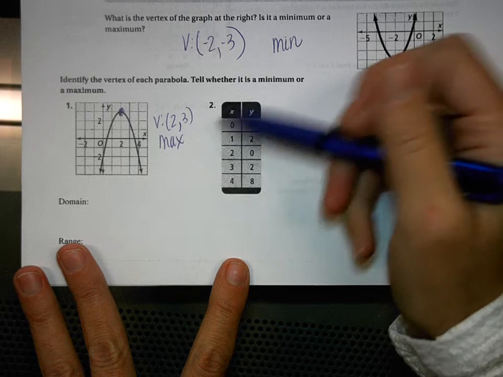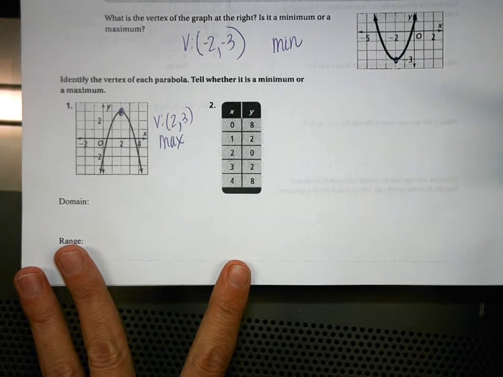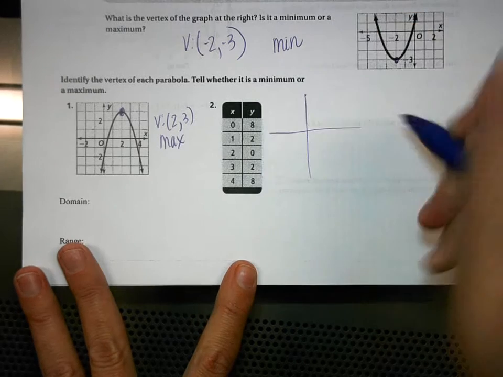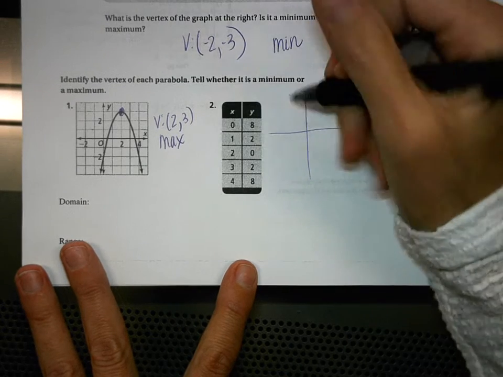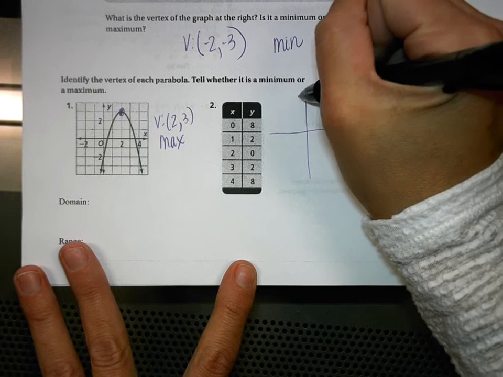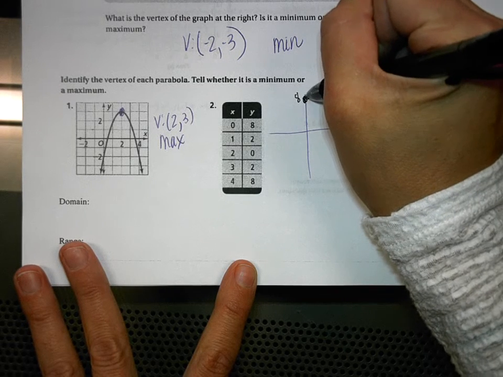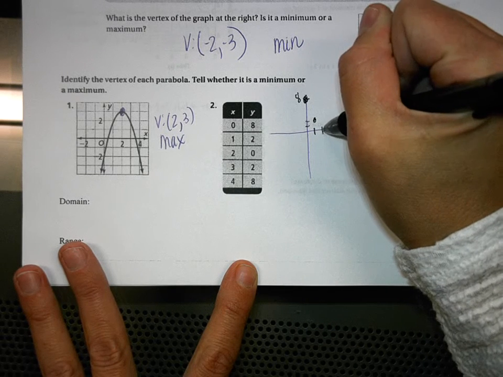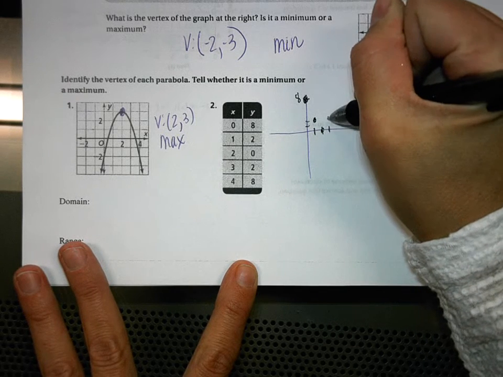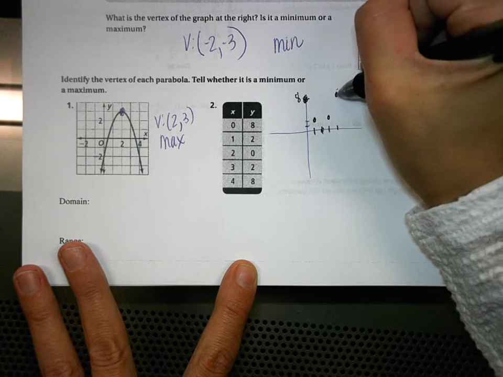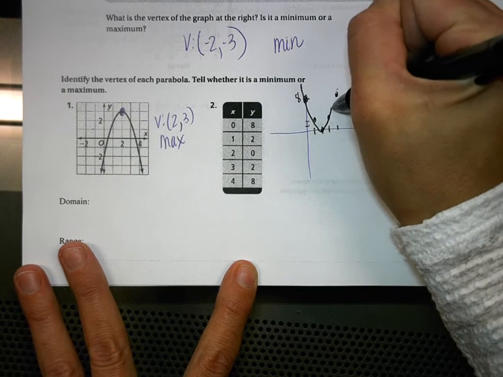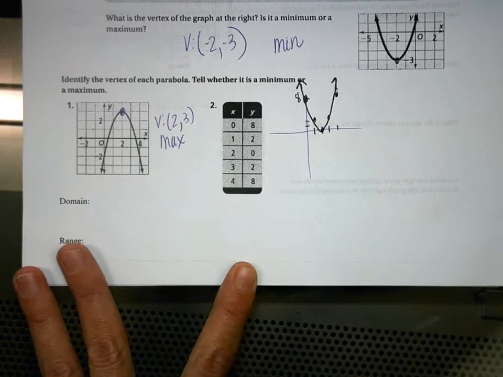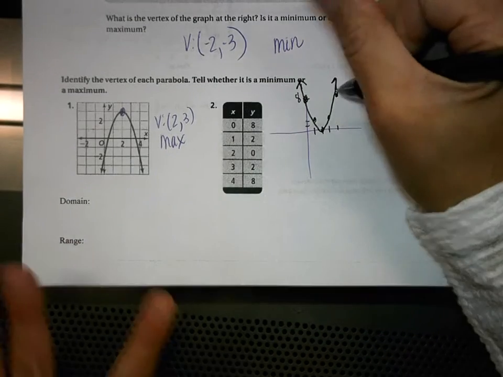Now on this one, some of you might be able to look at this and know what's happening. If you don't, I would suggest just plotting those points on a graph to see what happens. So here one point is at 0, 8. I'm just going to mark that as 8. So 0 up 8. Then we have 1, 2. And then 2, 0. 3, 2. And then 4 up here at 8. So if you can't tell what these are, you can just plot the ordered pairs. You can see that you have a quadratic function there.